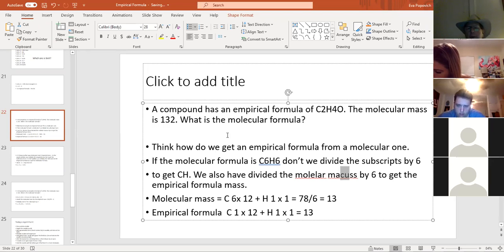Getting back to this problem, my empirical formula weight for this compound: C2, carbon weighs 12, so 2 times 12 is 24. Hydrogen weighs 1, 4 times 1 is 4. 24 and 4 is 28. There is 1 oxygen, 28 and 16 is 44. That is my empirical formula weight. I divide 132, my molecular weight, by 44, my empirical formula weight. I get a whole number of 3.